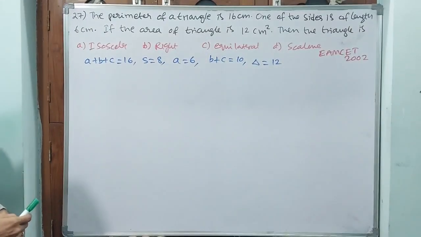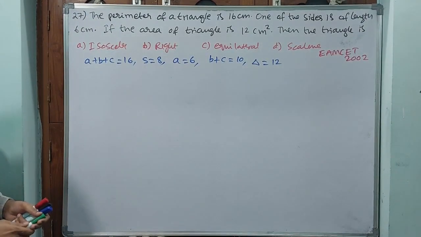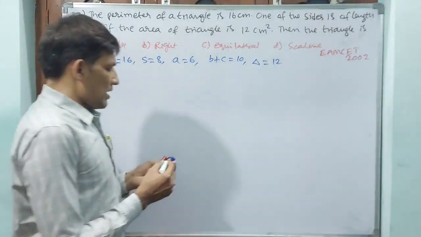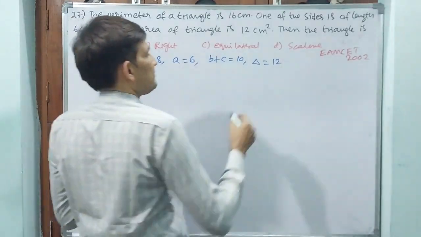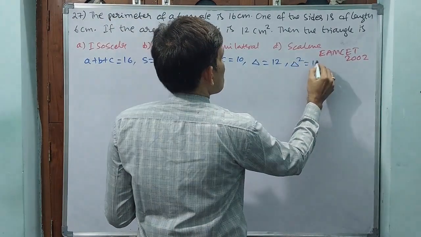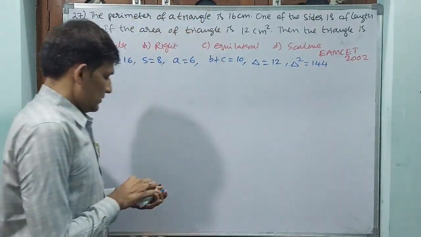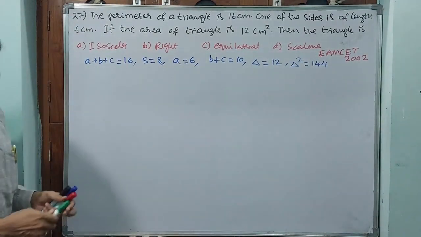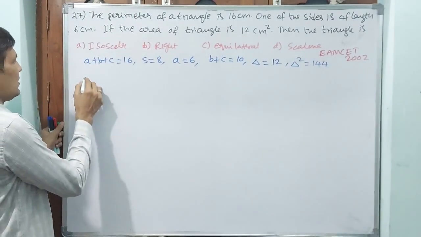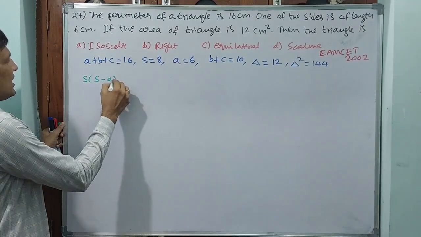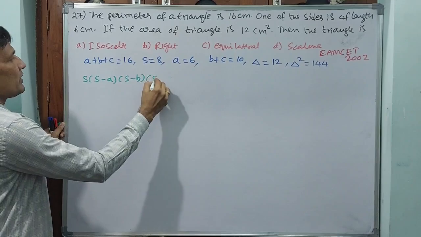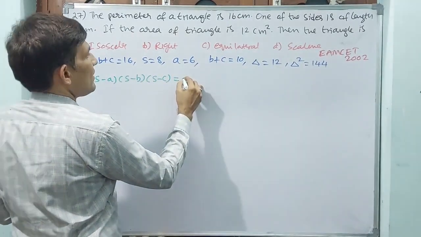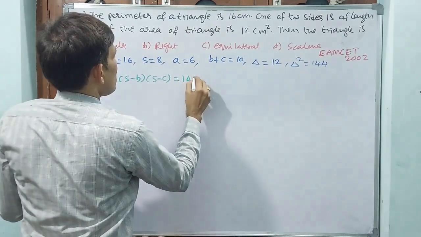Okay, delta is equal to 12. Now you see, area they have given, so delta square will be what? 144. Delta square will be 144, squaring on both sides. That delta square formula I am writing. Why? Because s into s minus a into s minus b into s minus c is equal to delta square. Delta square means 144.